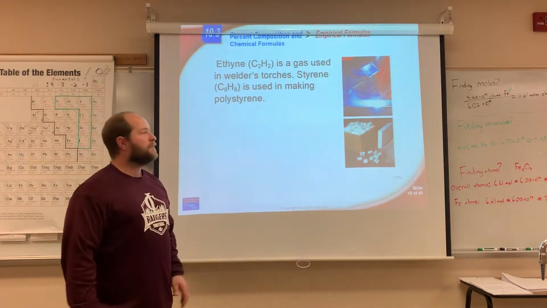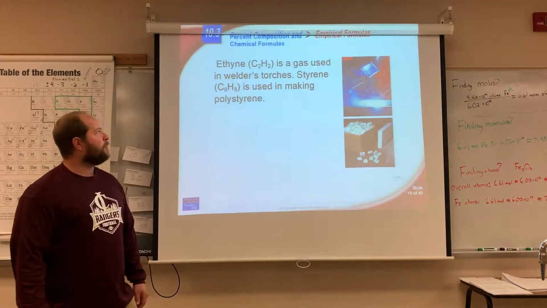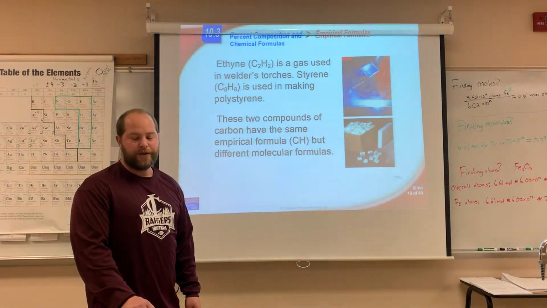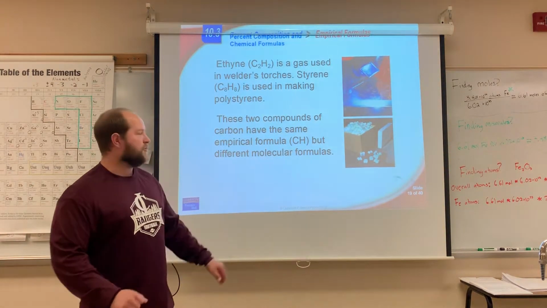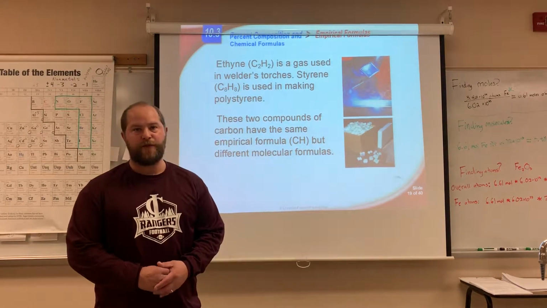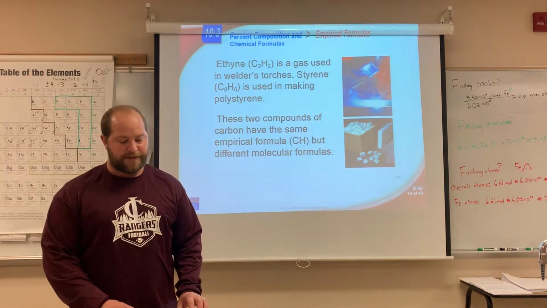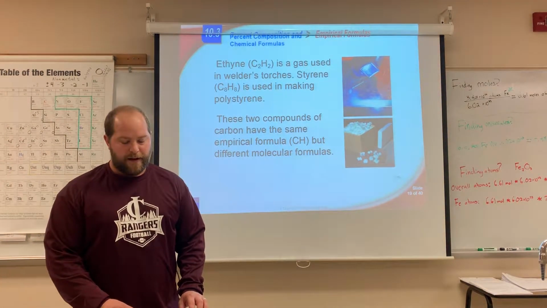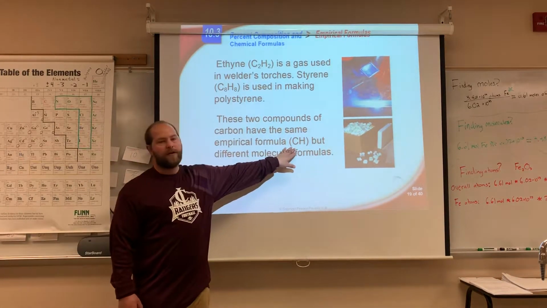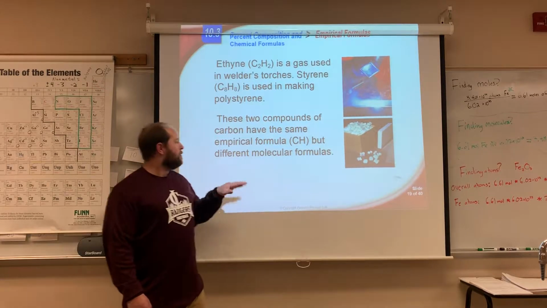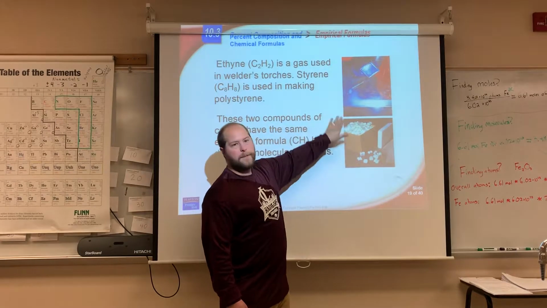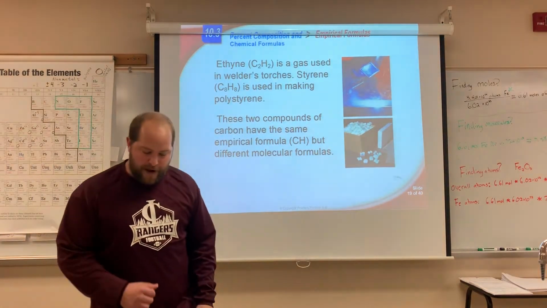Here's some more examples of molecular and empirical formulas. So we have ethyne gas, which is used in a welder's torch. Then we have styrene, which is used in packing peanuts. Ethyne is C2H2. The styrene is C8H8. If you simplify those down, they end up having the same empirical formula, CH. But obviously they have different molecular formulas, and obviously they are used as two different compounds.